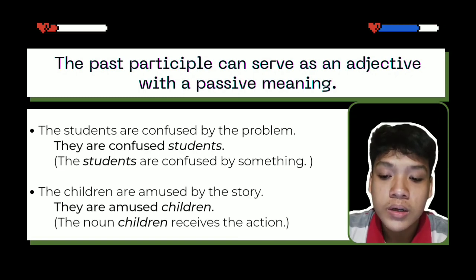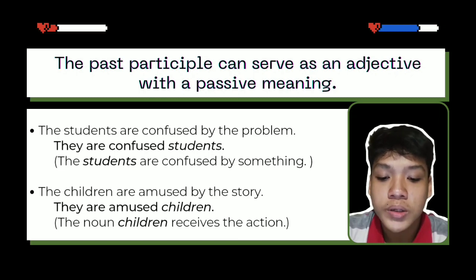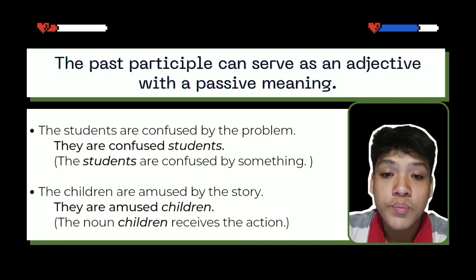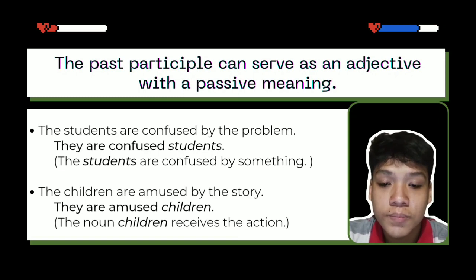The children are amused by something. Thus, they are described as amused children. Anak-anak terhibur oleh sesuatu. Oleh karena itu, mereka digambarkan sebagai anak-anak yang terhibur.